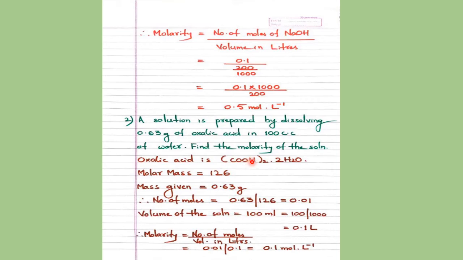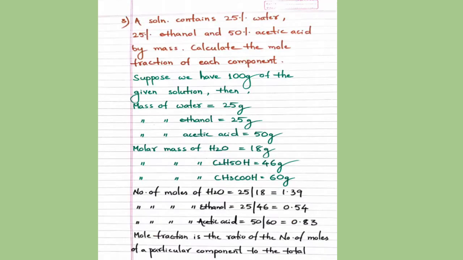So the method is the same. First is the molar mass of the acid, and how much you have taken. Convert into moles. After converting into moles, number of moles by volume. How much volume? Volume in liters. This is 100 ml, so 100 by 1000. That is the answer. So it is a repetition of the first one.